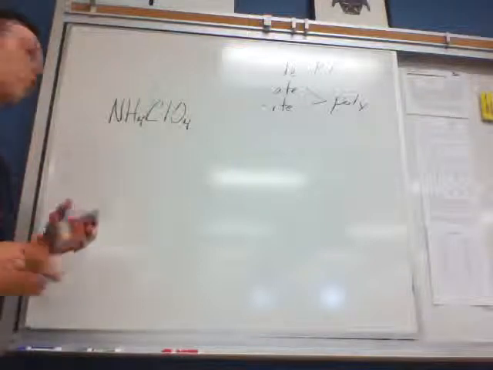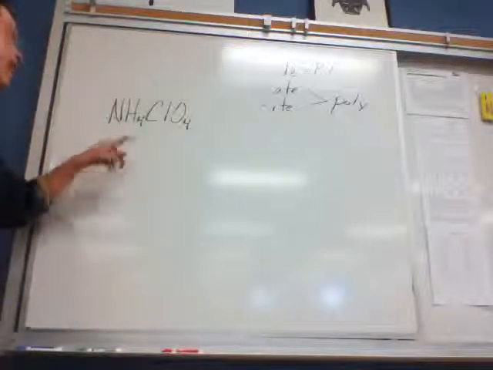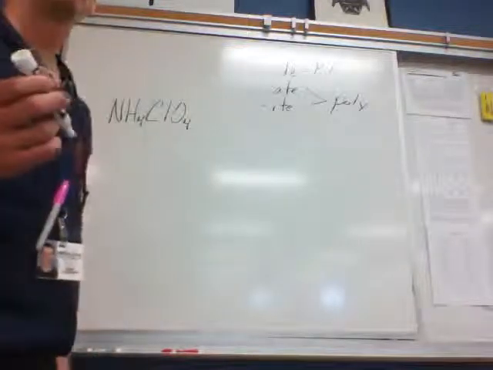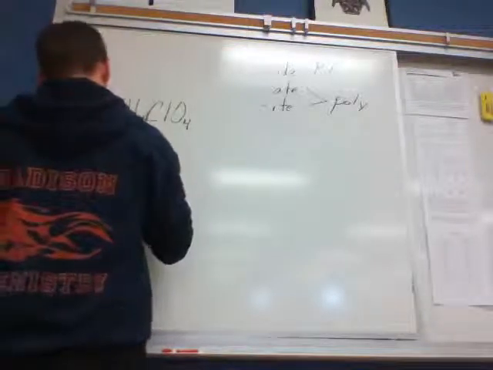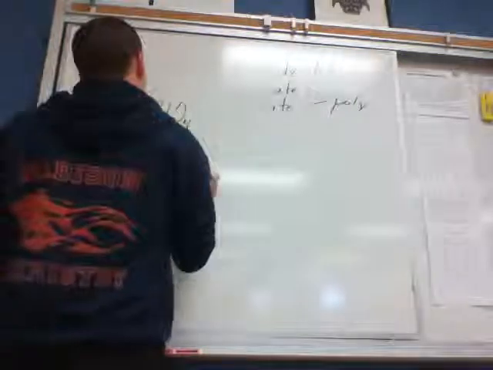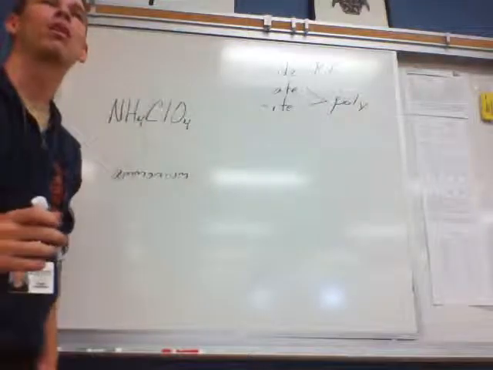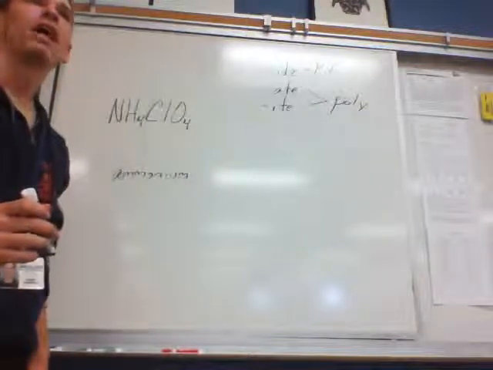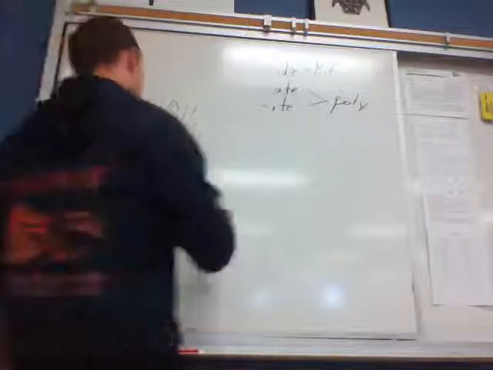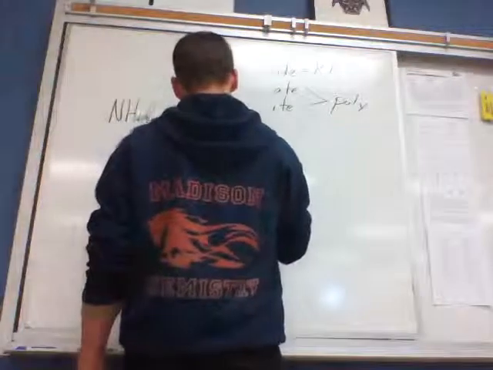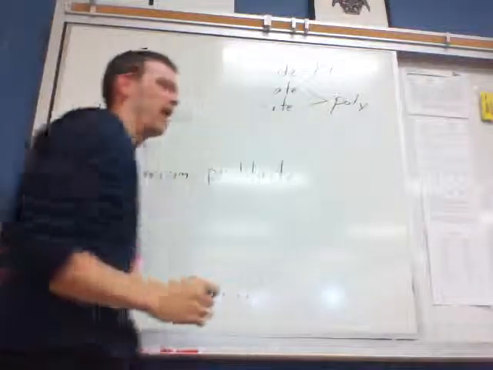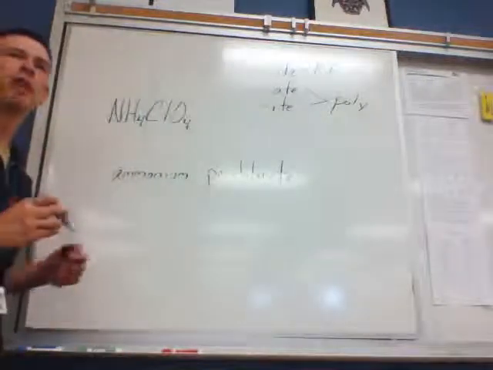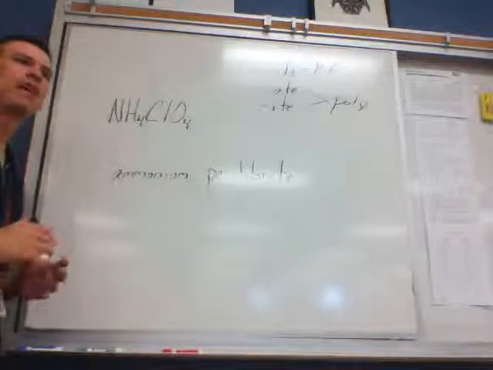And again, you're just going to name what you see. What is NH4? It's ammonium. What is ClO4? It's perchlorate. Again, you shouldn't be a pro yet. I'm going to get you there next week.